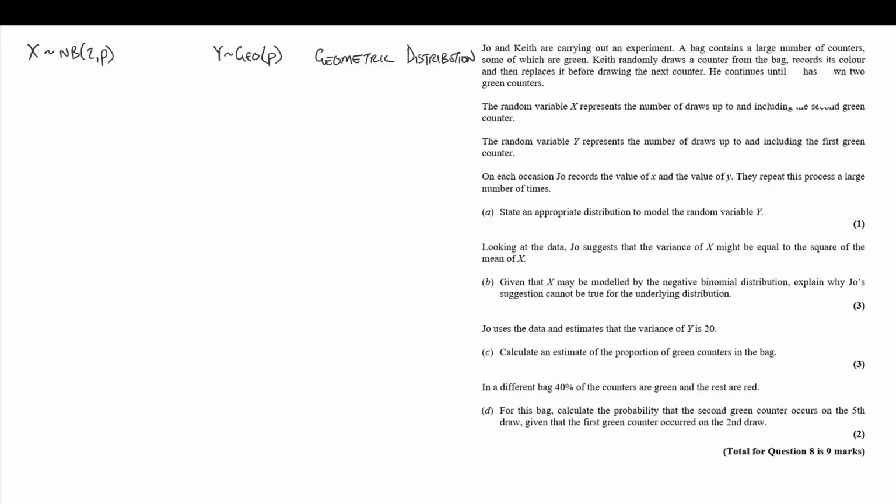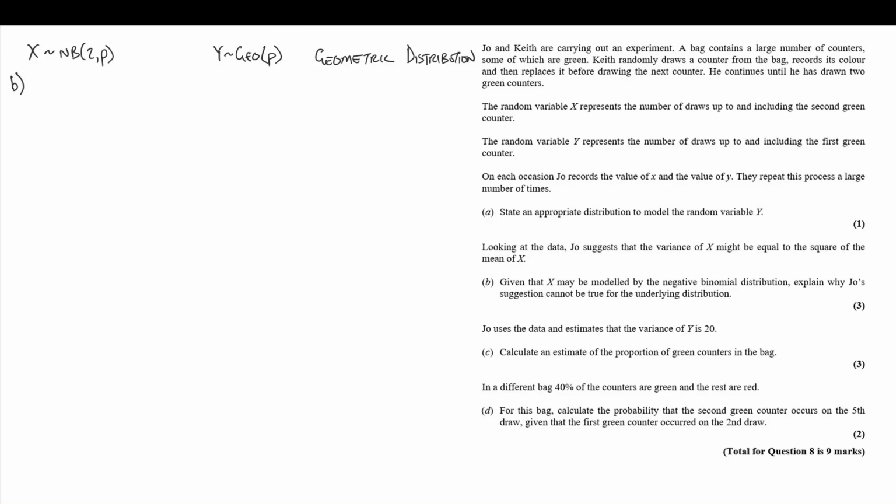Looking at the data, Joe suggests that the variance of x might be equal to the square of the mean of x. Given that x may be modeled by the negative binomial distribution, so they actually told us it was negative binomial, no marks for that. Explain why Joe's suggestion cannot be true for the underlying distribution. Okay, so let's go back and look at Joe's suggestion. So Joe suggested that the variance of x equals the square of the mean of x.